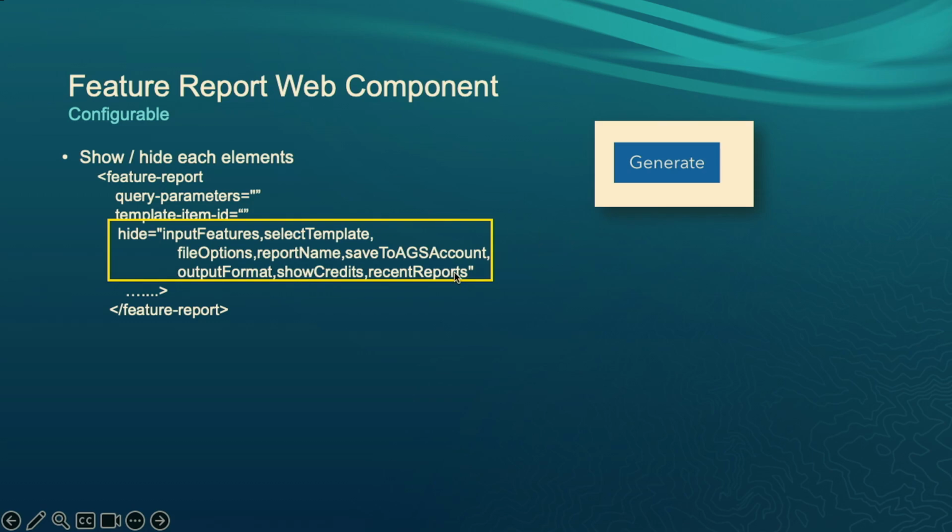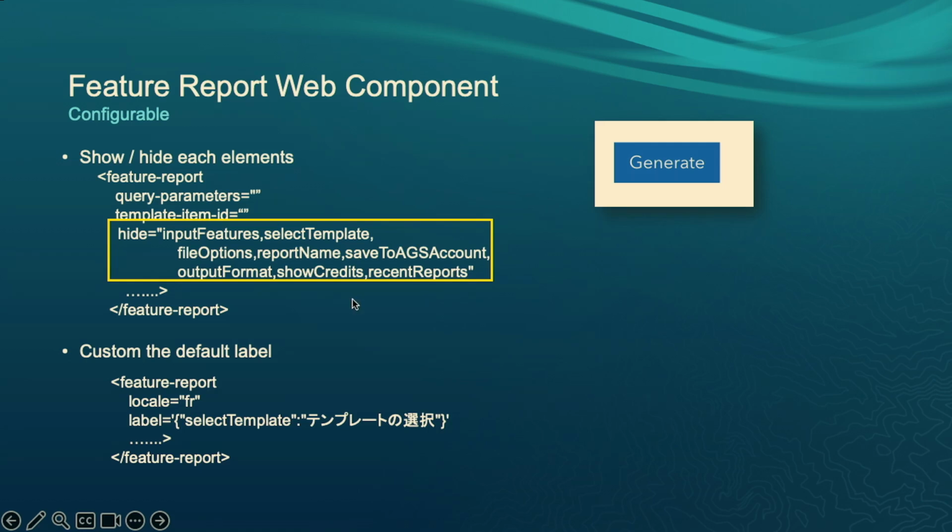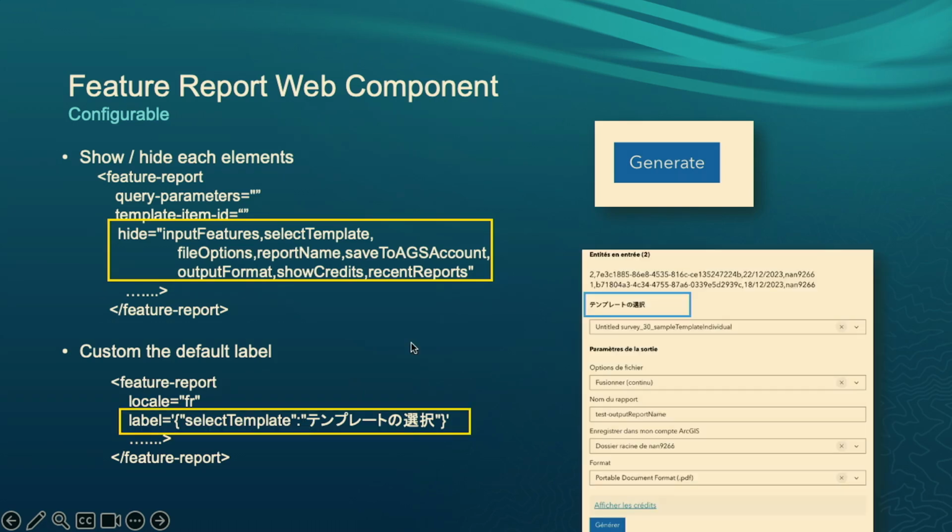It's also supported to customize the default label. For example, we can set the locale as French first, but we want to set the template label as a Japanese string, which will show a customized view like this. It seems a little strange, but it's just a demo, because I want to show the French, but customized to a Japanese string.